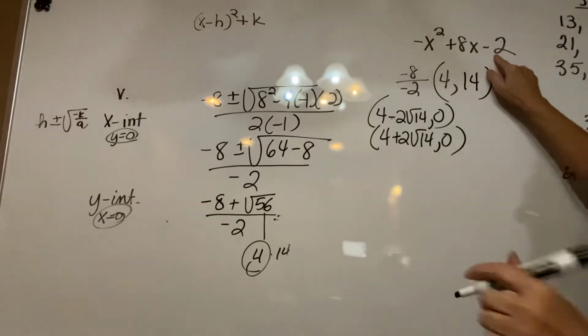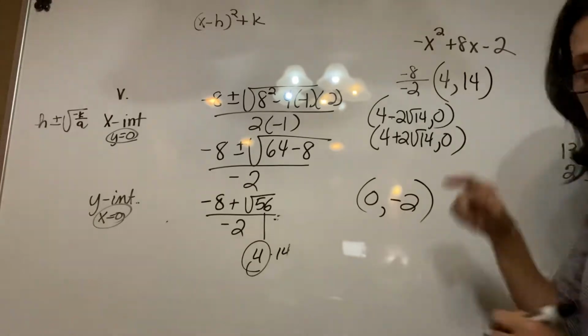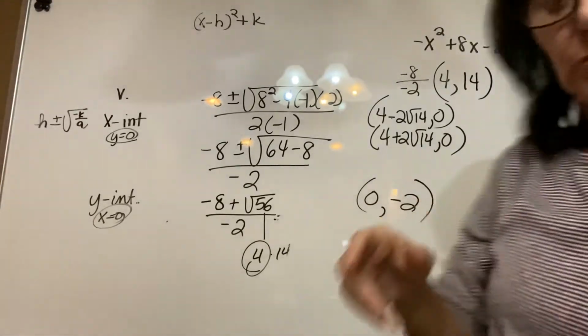-2 is my y-intercept. It's always your c value. All right, number 25.